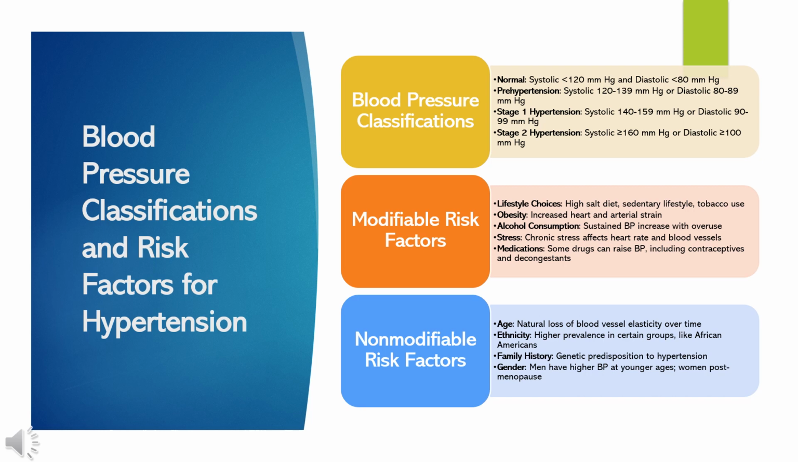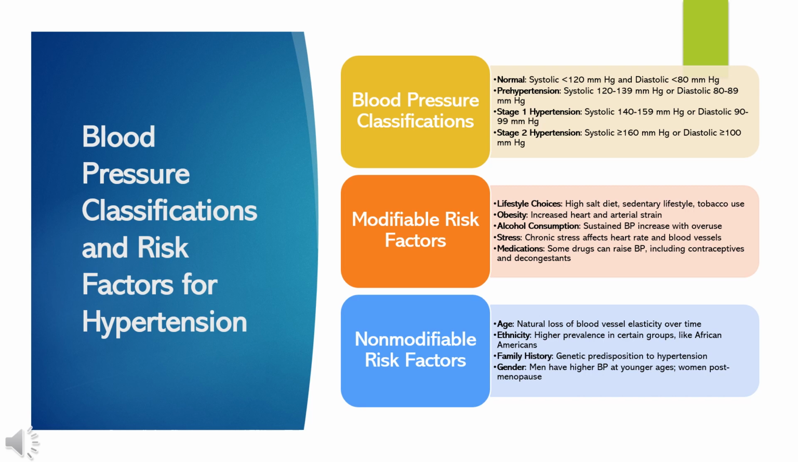Stage 1 hypertension is when we have the systolic between 140 to 159 millimeters of mercury, or the diastolic is between 90 to 99 millimeters of mercury. This stage suggests the heart and arteries are working harder than normal, increasing health risks. Stage 2 hypertension is when we have the systolic at or above 160 millimeters of mercury, or the diastolic at or above 100 millimeters of mercury. This indicates a severe condition requiring medical intervention.